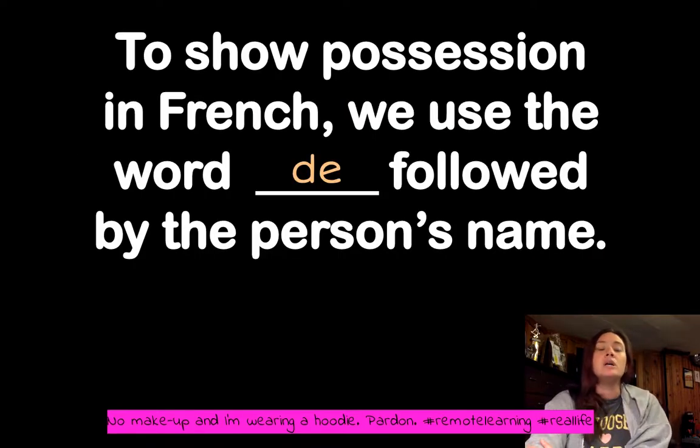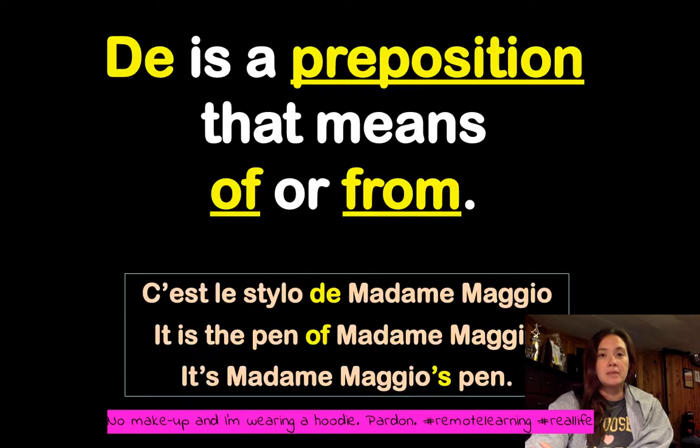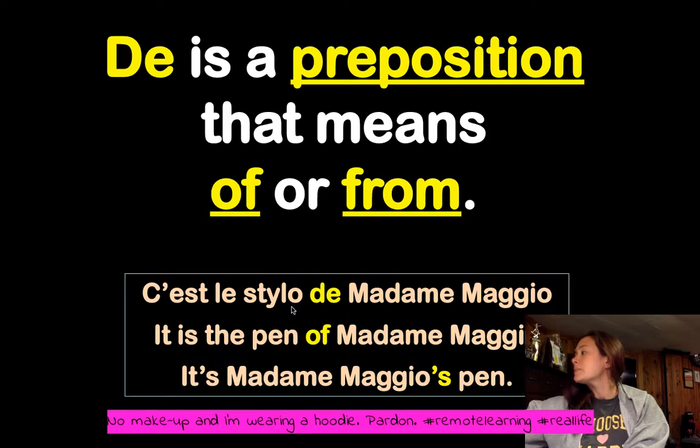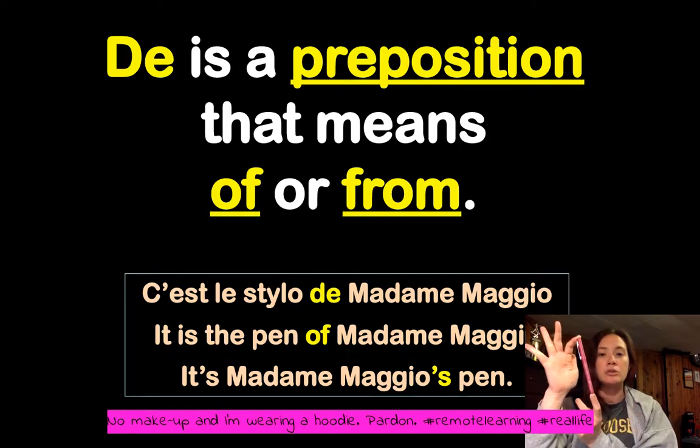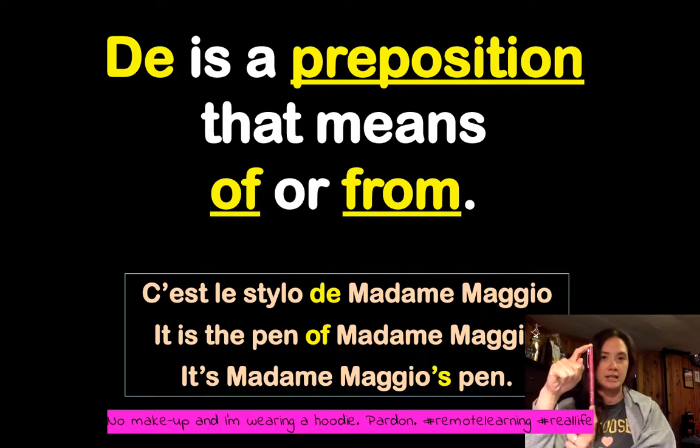Okay, so just to recap here, to show possession in French, we use the word de followed by the person's name. De is a preposition, basically means of or from. So if you're talking about a pen, here's my amazing pen, my pink pen, you would say, c'est le stylo de Madame Maggio. It is the pen of Madame Maggio, if you're a fancy English lady drinking tea. Or you would say, it's Madame Maggio's pen, okay?